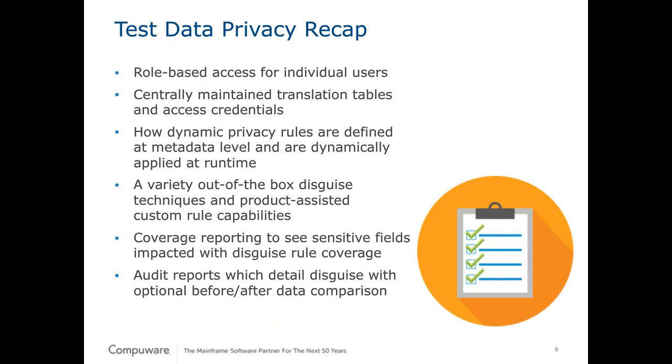With the recap, we have seen how role-based access can be defined for individual users. We saw how we could centrally maintain translation tables to make it easy to point, click, and use drop-downs to easily define translation rules. We saw how dynamic privacy rules are defined at a metadata level so that they're not impacted by today's agile environments and cause a lot of headache and maintenance overhead. And then we also see that we have a variety of out-of-the-box disguise techniques and customization capabilities to create rules that are specific to your organization.